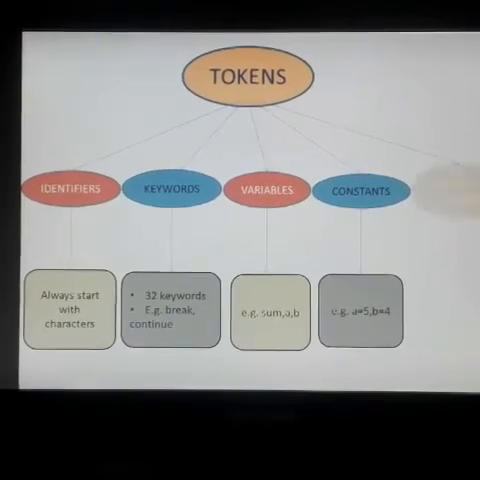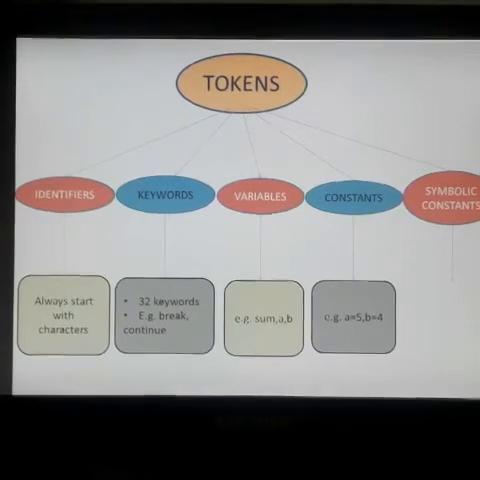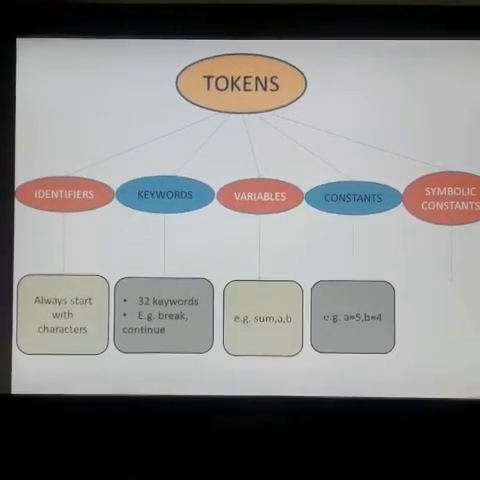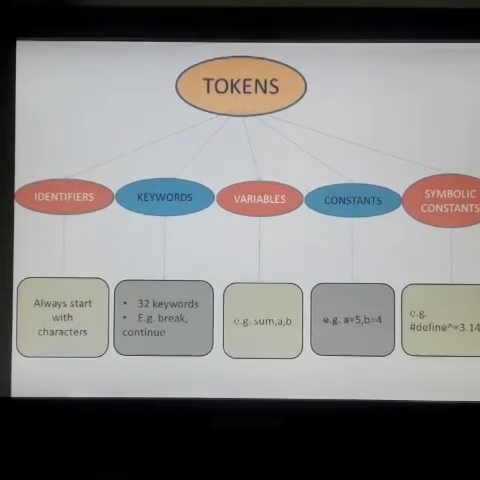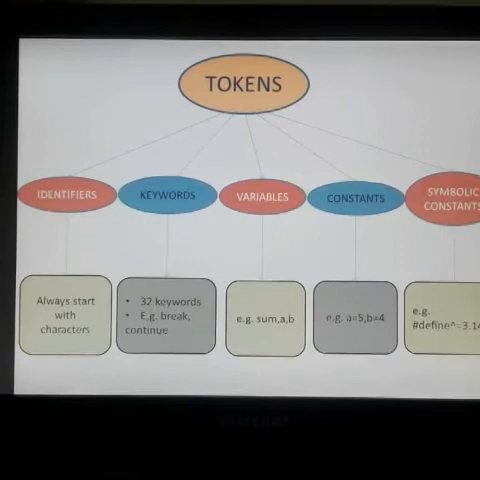And the last one is symbolic constants. What allots a value to a variable is called a symbolic constant. So we can say that it is a name that substitutes for a sequence of characters. Example, hashtag define pi is equals to 3.14.